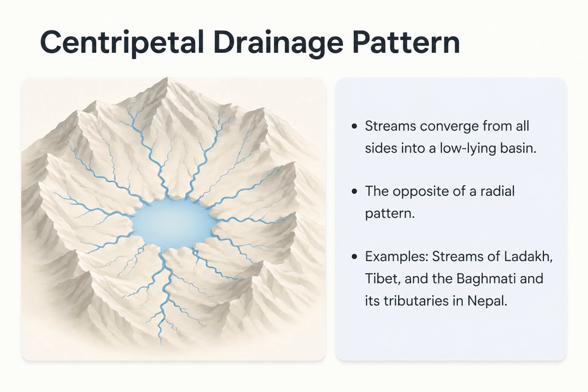Instead of flowing outward from a peak, the streams flow inward from surrounding high ground, converging from all sides into a central, low-lying basin or depression. This is the pattern that feeds those endorheic lakes we discussed earlier. You'll find this pattern in the high-altitude basins of Ladakh and Tibet.